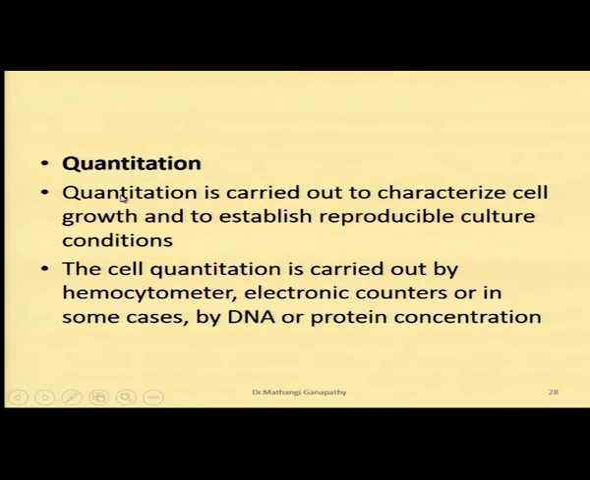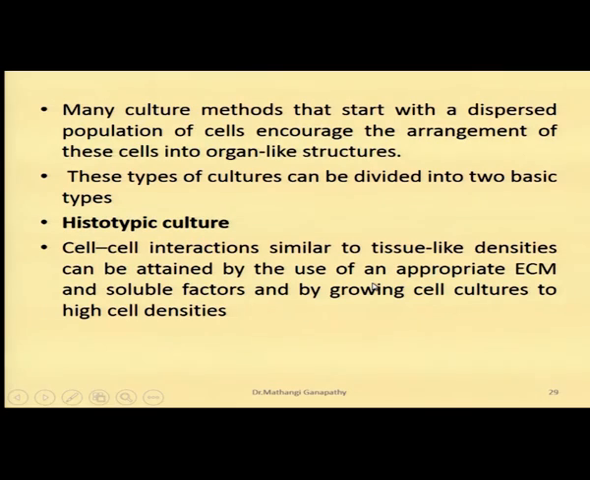Quantitation. Once you have established a cell culture, we need to characterize the cell growth and to establish what we call reproducible culture conditions. This can be done by using a hemocytometer, electronic counters, or in some cases by DNA or protein concentration.